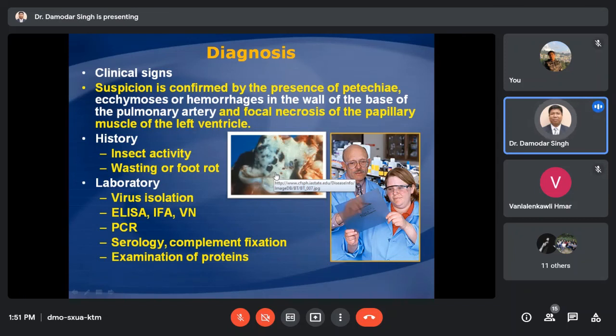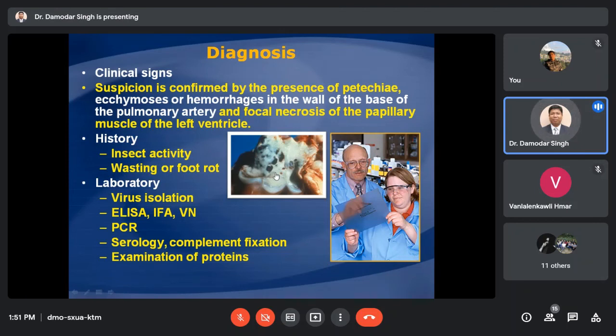but so far as the disease is concerned, as I have already mentioned, it is vector borne. I mean, these biting midges are involved, right? So that's why you have to have the history of insect activity in the farm complex or nearby, and the wasting or the foot rot condition and all these things, right? And for confirmation, isolation and identification of the virus in the laboratory.